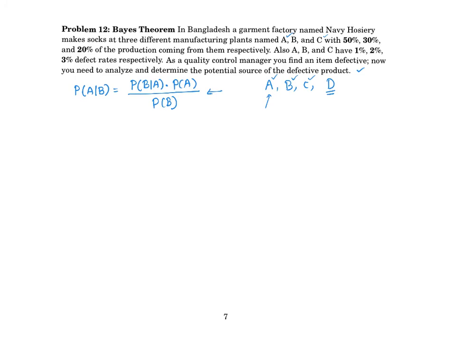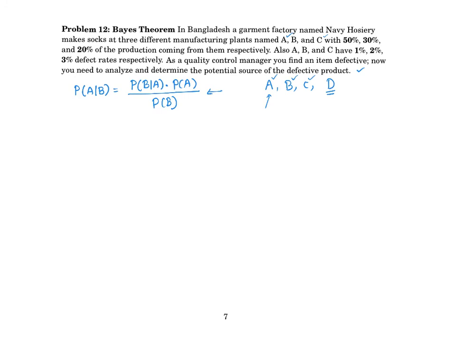But the moral of the problem is this: you find the probability that it came from plant A, you find the probability that it came from plant B, and you find the probability that it came from plant C. And out of these 3 probabilities, whichever is the highest, that's the one you probably think is the likely culprit. Okay, so now let's go ahead and do this.